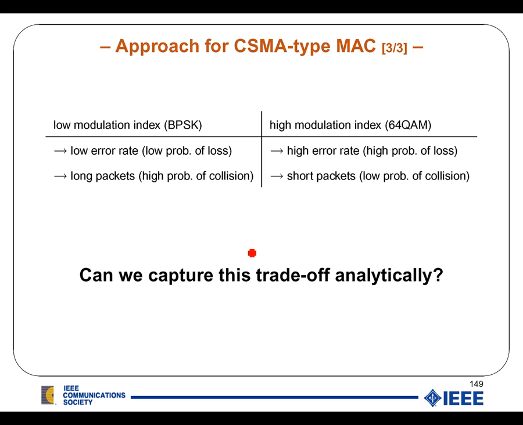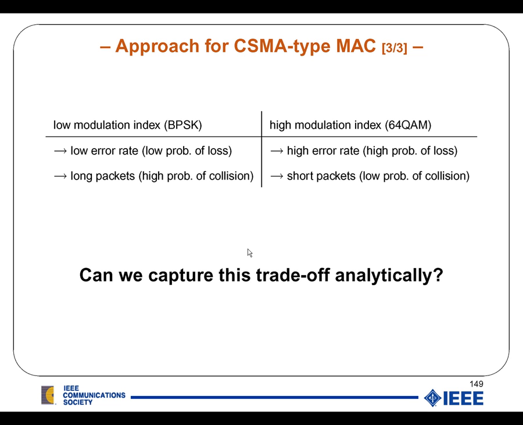What comes on top is the physical layer. Imagine my aim is to transmit 1000 bits over the wireless interface. Now if I use a low modulation index such as BPSK, I would have a packet which is 1000 symbols long. Now that is a very long packet, and therefore there's a very high probability of collision. On the other hand, it is very robust because BPSK is known to be a very robust modulation scheme, so it exhibits very low error rates.